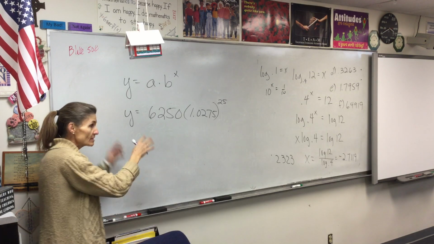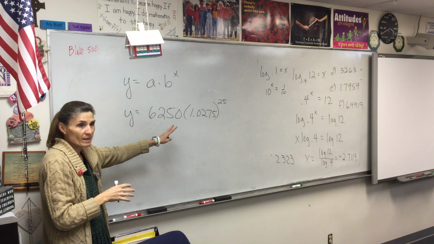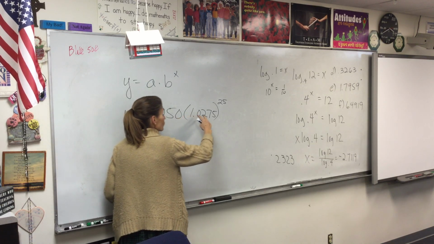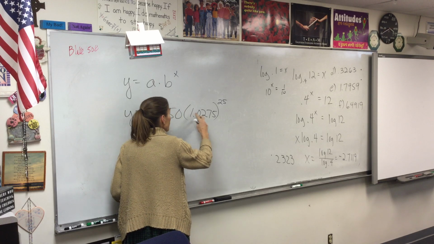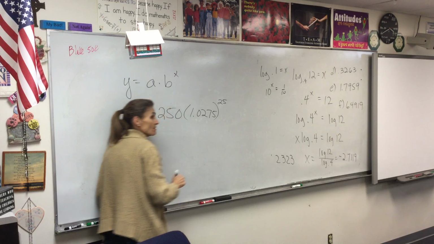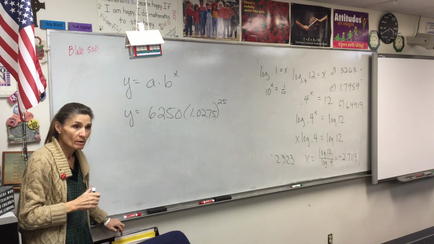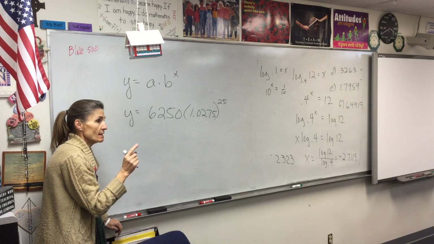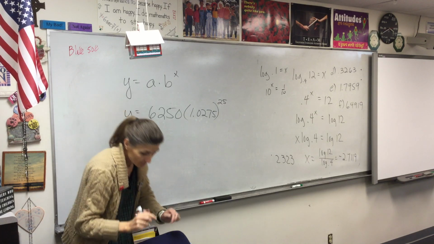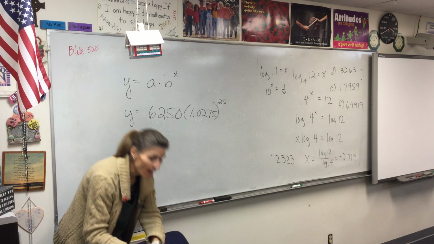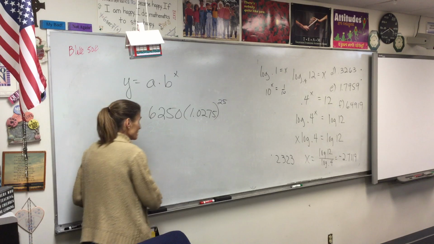This is not new. This is old. This has been on a quiz. This is how many people you started with. You're increasing, so it's 1 plus 2.75%. And the first question says, let's wait 25 years. The one I'm interested in is part B. Because part B says, when will I have 50,000 people?